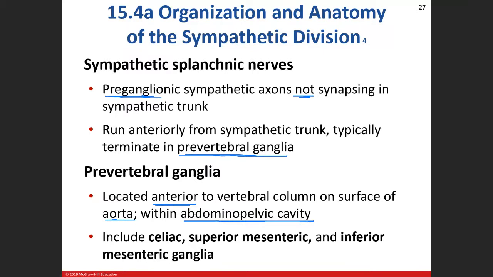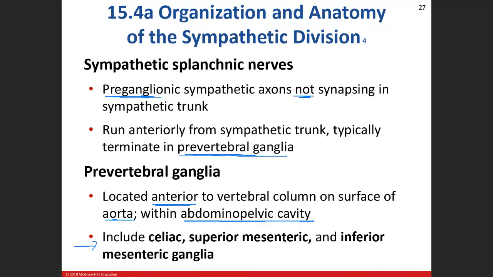So each ganglia is named after a blood vessel. Now I know, and here's the thing, it'd be nice if you knew this because when you do the circulatory system, you would know all the blood vessels, but you have to wait till 211. But all these ganglia are named after a blood vessel that comes off of your abdominal aorta, okay?